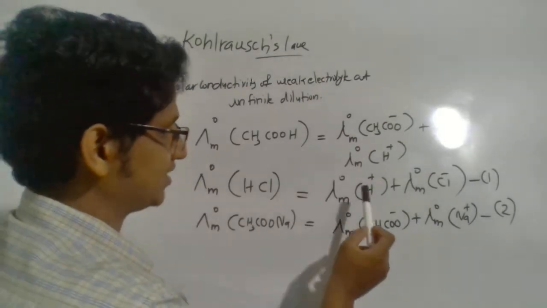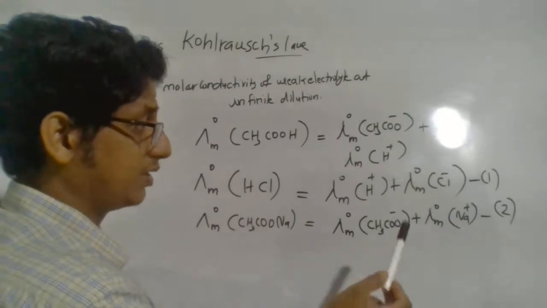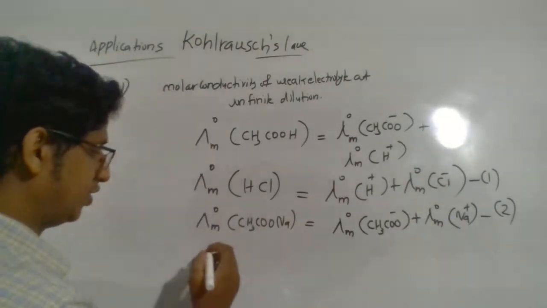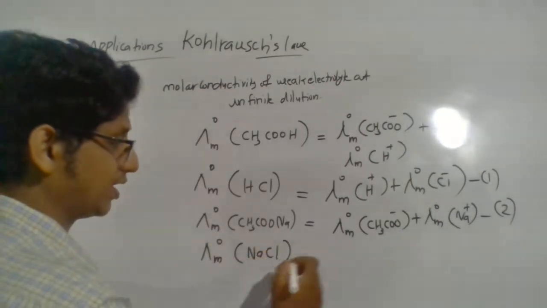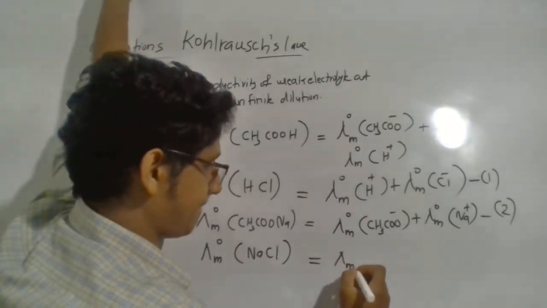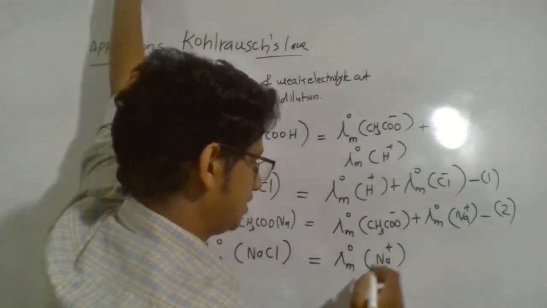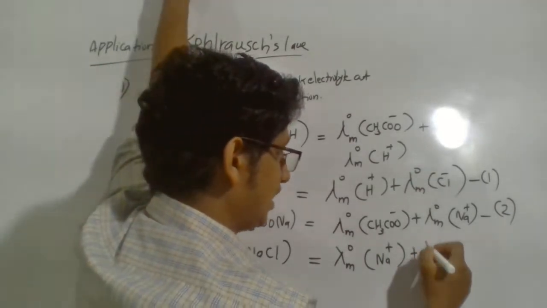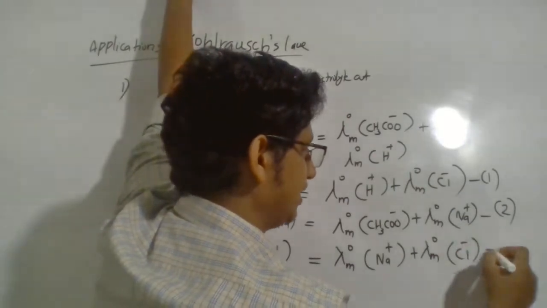So now here also you can see H plus is there and CH3COO minus is there. But now in the problem Cl minus and Na plus are also there. But now we know sodium chloride is a strong electrolyte. It can also contribute to the molar conductivity. So lambda m0 of Na plus plus lambda m0 Cl minus. Let it be equation 3.